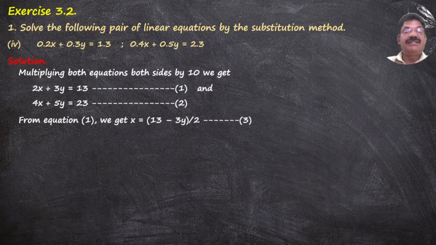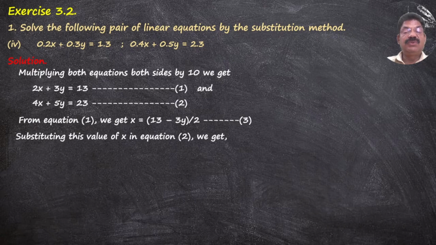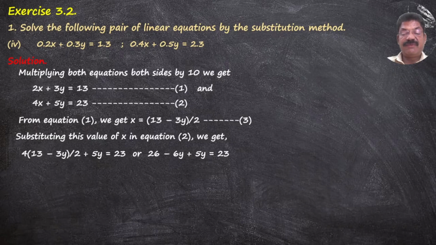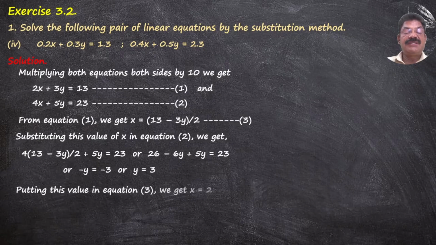From equation 1, I get the value of x, which is equal to (13 minus 3y) divided by 2. Substituting this value of x in equation 2, I get 4 into (13 minus 3y) divided by 2 plus 5y is equal to 23. When you simplify, you get y equal to 3. Now, substituting this value of y in equation 3, we get x is equal to 2. Therefore, the solution of the given pair of linear equations is x is equal to 2, y equal to 3. It is very simple.